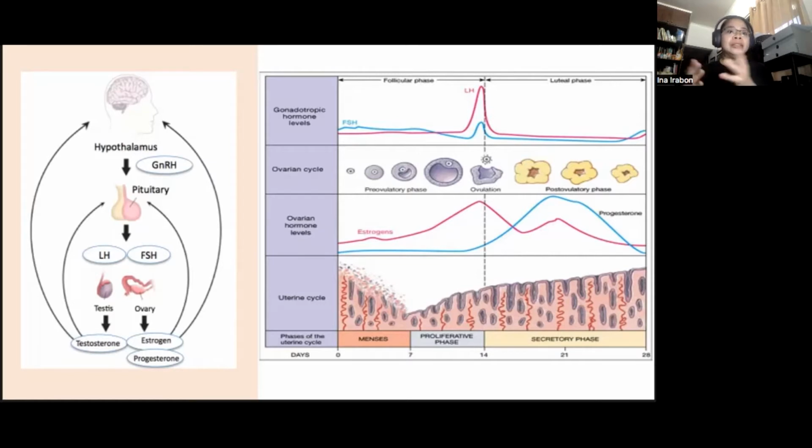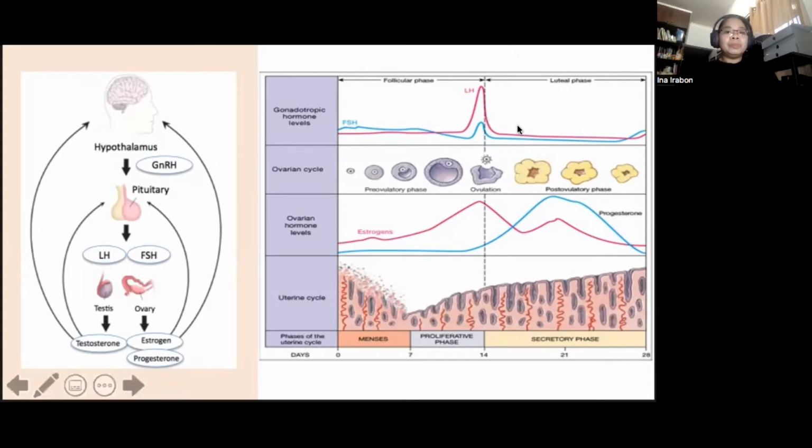Of course, they get their signal from a higher brain center, which are the hypothalamus and the pituitary. As you can see here, the menstrual cycle is divided basically into two phases, two halves. The first half will be the follicular phase, and the second half will be the luteal phase. In between these two phases will be ovulation, which is the release of the egg from the follicle. In a woman who is regularly cycling, we assume that ovulation takes place at around day 14 to 15 of her cycle.